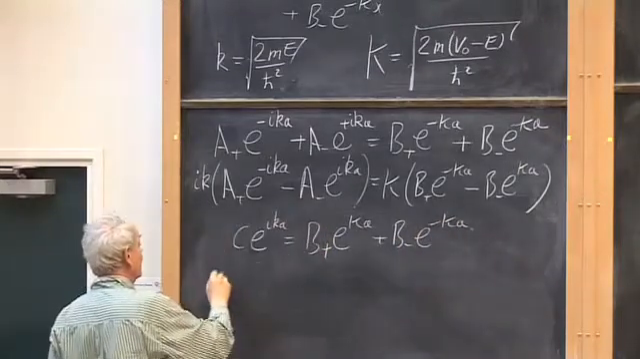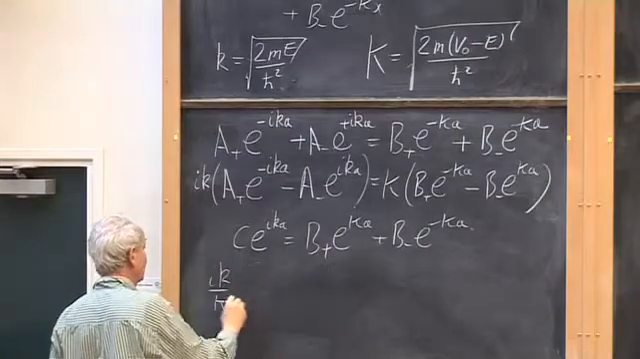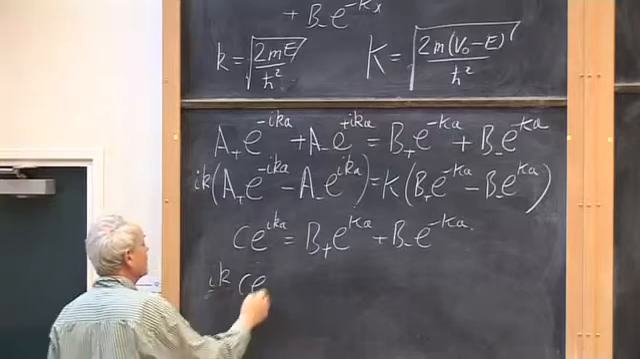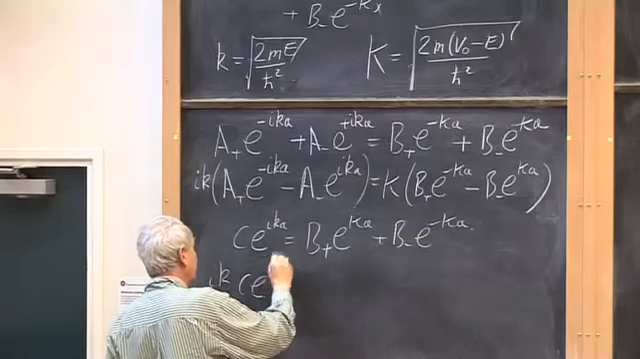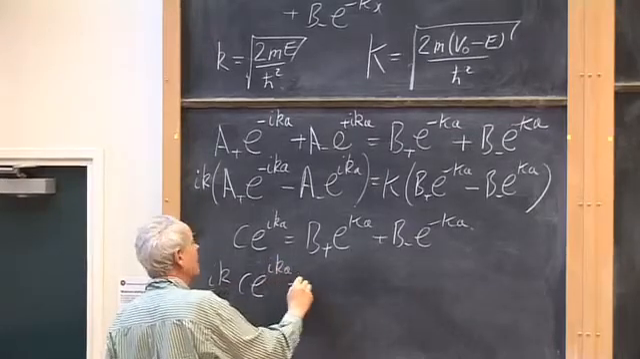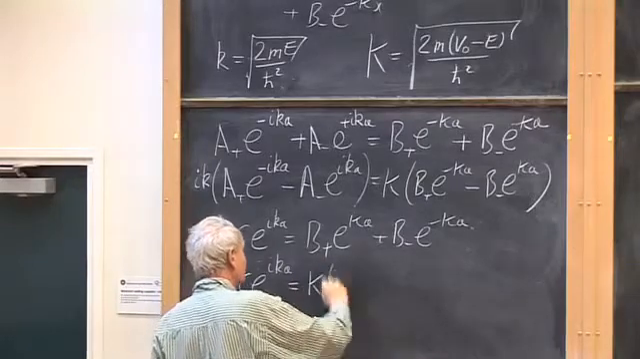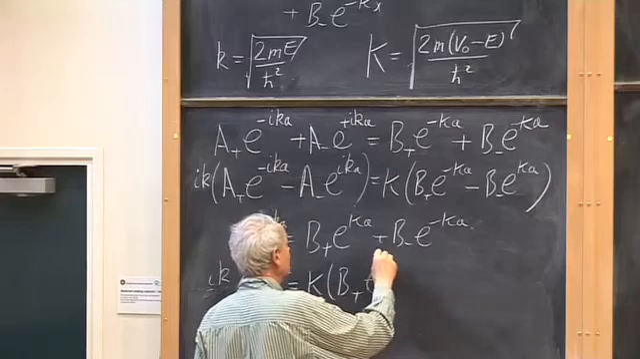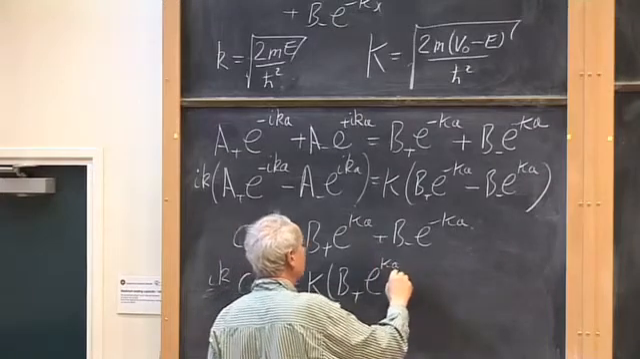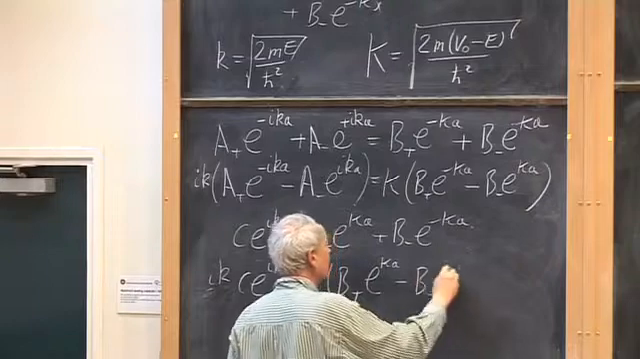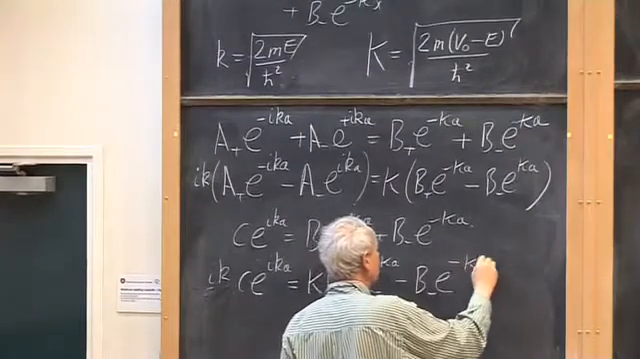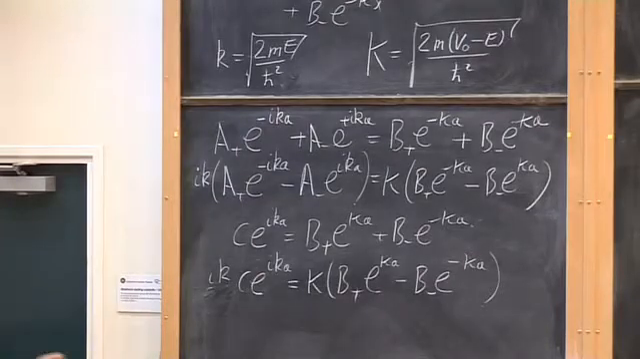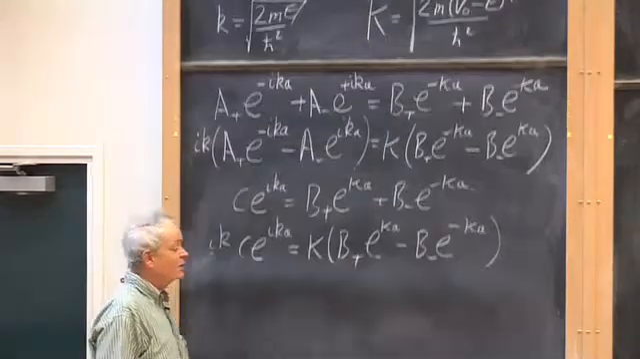And we have that ik over K, I'll write it thus, of C e to the ika, that's the gradient on the right side, is equal to big K, common factor, open brackets, B plus e to the Ka minus B minus e to the minus Ka, close bracket. And I live in hope and some anxiety that those equations have been correctly stated.